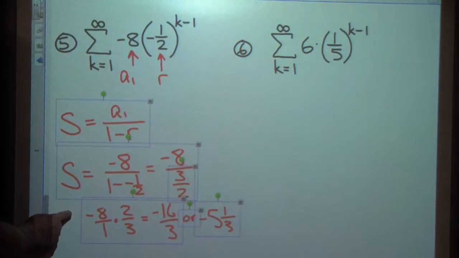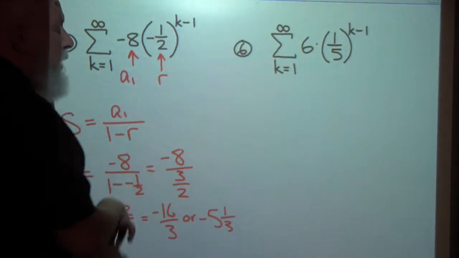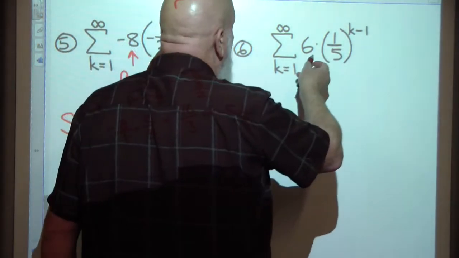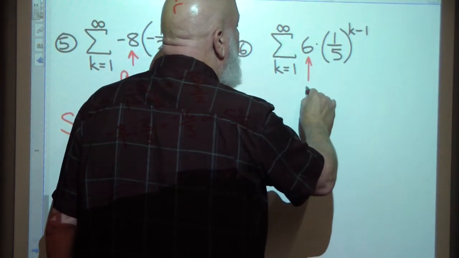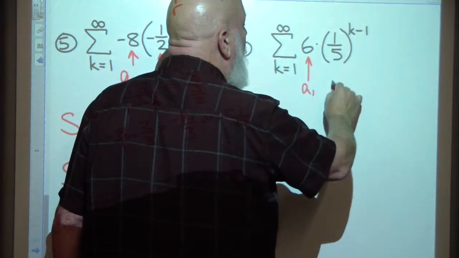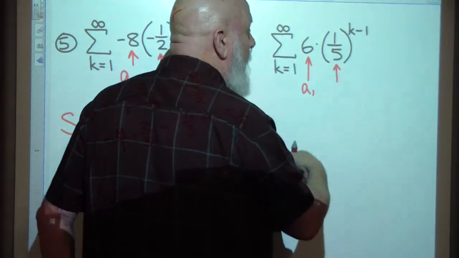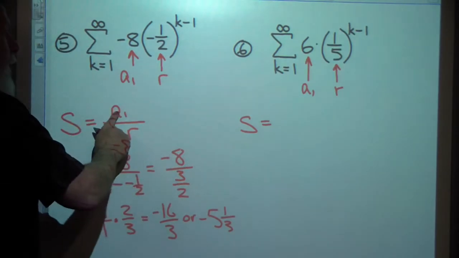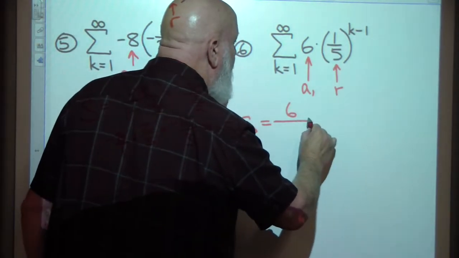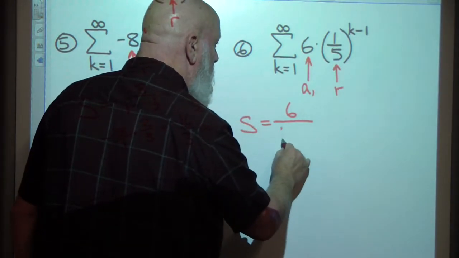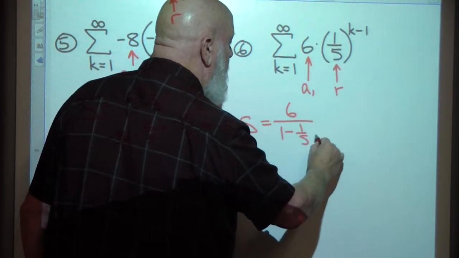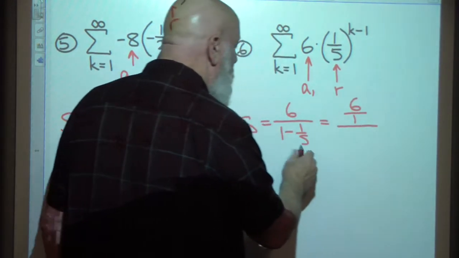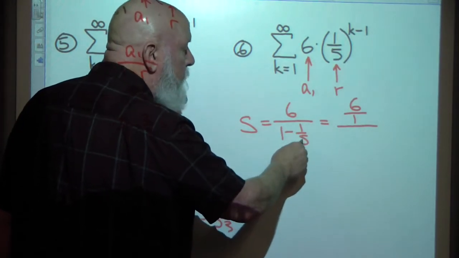That's how we deal with infinite geometric series, written in sigma notation, or you'll hear it called summation notation as well. So here we go. I'm going to ask to do the same thing. There's a sub 1 right there. Here's r. I can see that it converges, so I can find the sum. The sum is a sub 1 over 1 minus r. You can think of this as 6 over 1, over 1 minus 1/5. Well, that's 5/5 minus 1/5, which is 4/5.